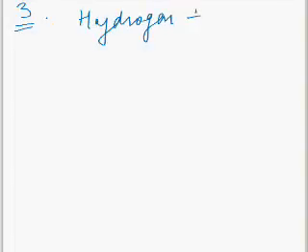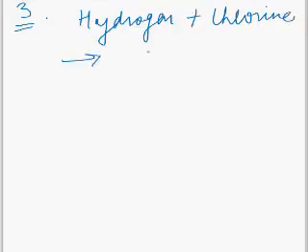In this example, we have to write a balanced chemical equation. In this reaction, hydrogen is reacting with chlorine and it is producing hydrogen chloride. Hydrogen is reacting with chlorine to produce hydrogen chloride.